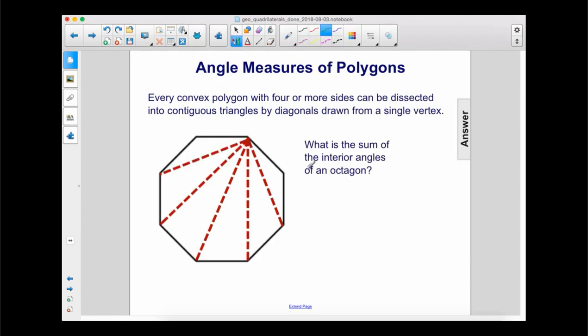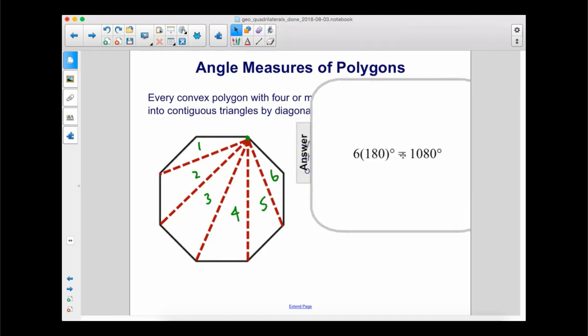What is the sum of the interior angles of an octagon? Alright, so here we have 8 sides, so we have a single vertex. We draw our diagonals, all possible diagonals. How many triangles do we have here? 1, 2, 3, 4, 5, 6. So 6 times 180 gives us 1080 degrees.